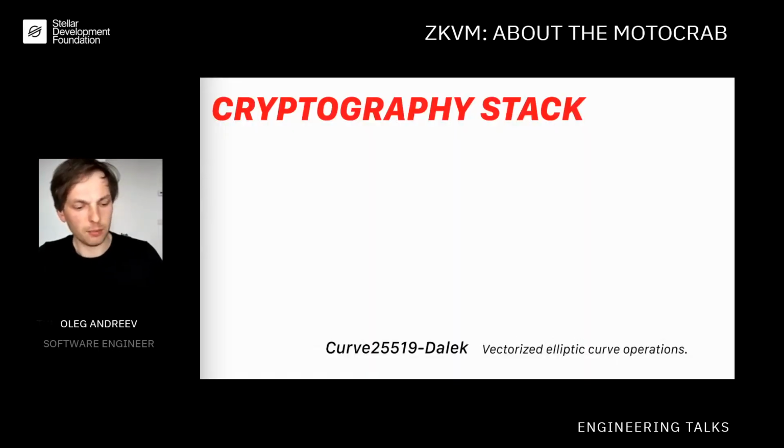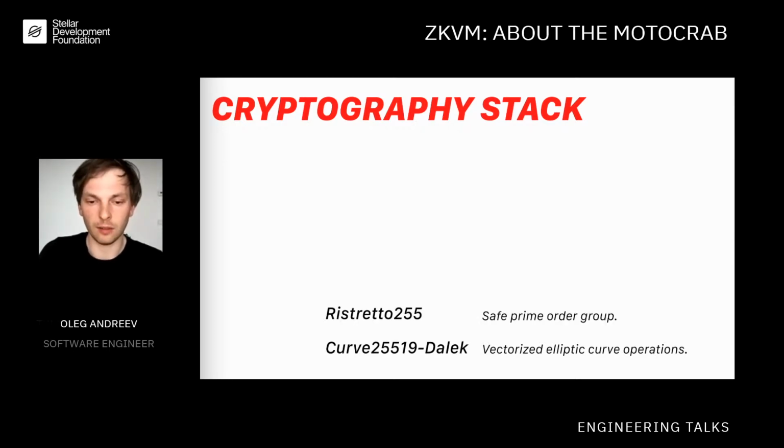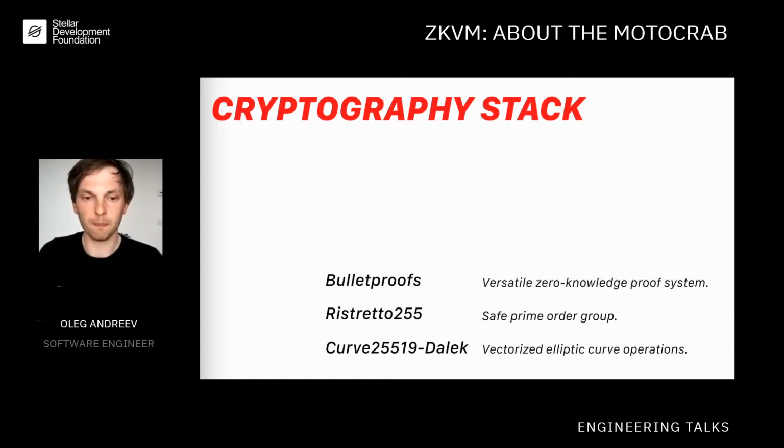So I'll say a couple of words about cryptography. To make it all work, it's important to have, on one hand, fancy cryptography, but at the same time, a pretty conservative one. So we have this stack of the high performance Curve25519 implementation, on top of which we have the safe cryptography group, with which we built the bulletproof system that allows us to do these custom constraints.